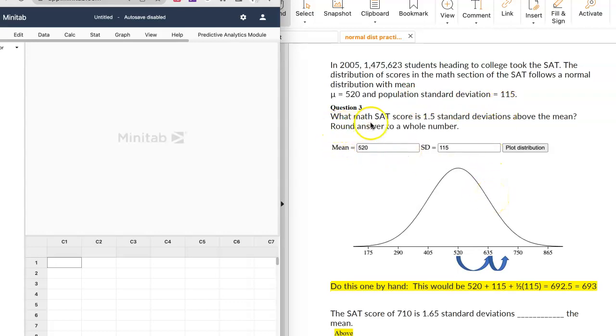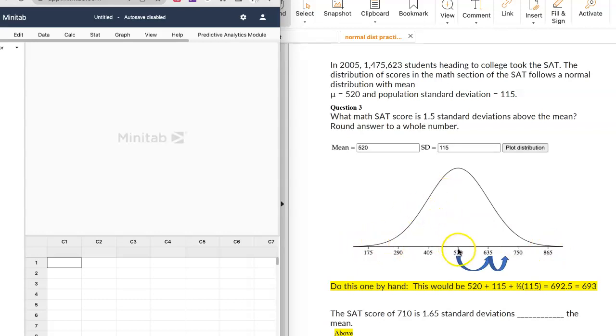Okay, and then it says what math SAT score is 1.5 standard deviations above the mean. All right, so what happens here is you have the normal distribution. You always have this normal curve, and what it indicates is that most of the students fell in this range right here, and it makes sense that most of the students fell at the average point, or at 520. And then as we move this way, say out to 750, many less students scored here, and really few students scored that high or scored this low.